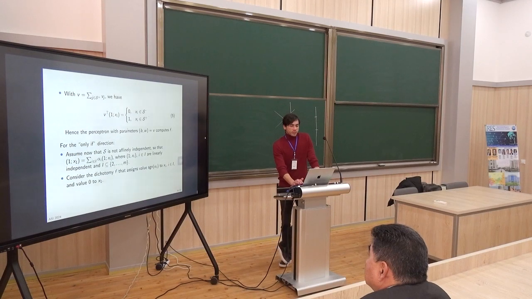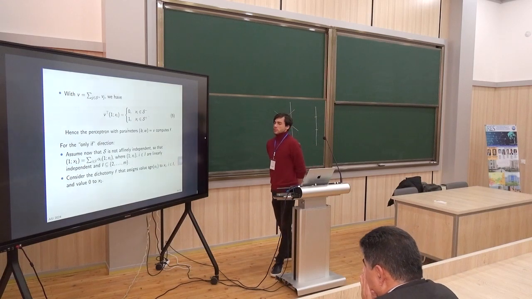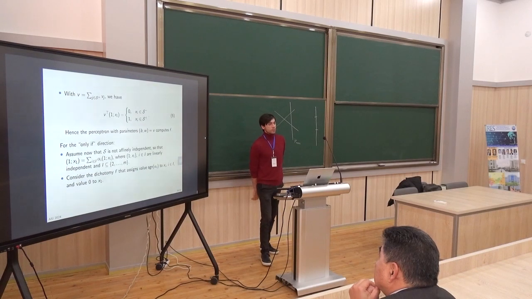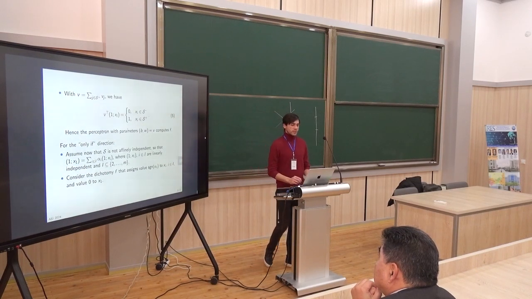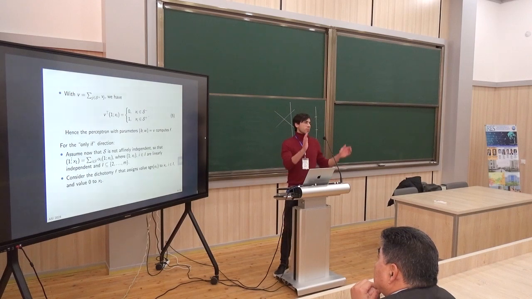Now, what about the other direction? Now we want to come up with some labels, some dichotomy, and show that it cannot be represented by the simple perceptron. How to do that? Of course, what we want to do is use the fact that the data points are not affinely independent and try to construct some kind of contradiction. So let's suppose that the set S is not affinely independent, and that means that we can represent one of the columns as a linear combination of the other ones. Let's just do that construction.